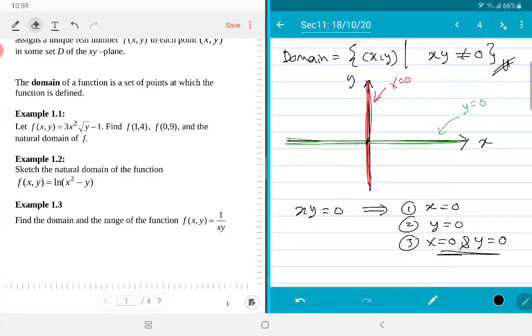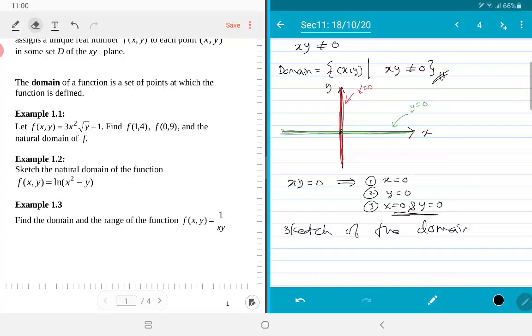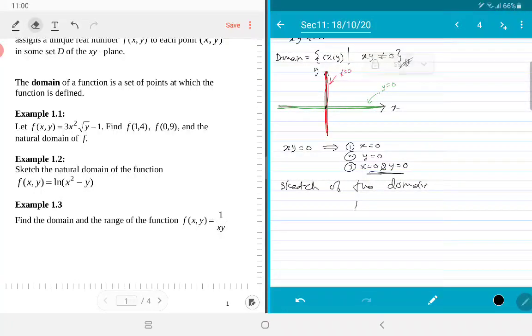Okay, which means that if you want to sketch our domain, it would be any other points except the points on the x-axis and the y-axis. So to sketch this, we can use the dotted line. The sketch of the domain doesn't include the y-axis, it doesn't include the x-axis, and the rest of them would be the domain.